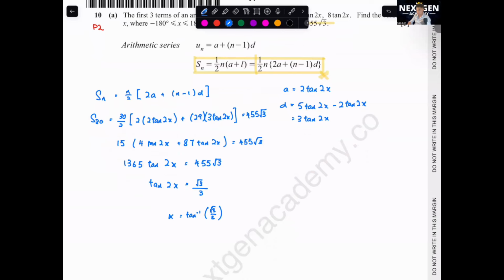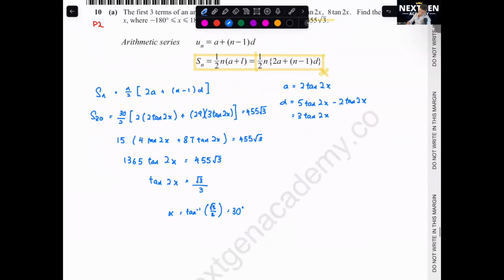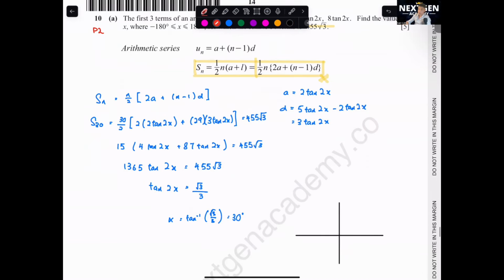Okay, this is in degree mode, so change it to degree mode first. Your alpha will be equal to 30 degrees. Okay, after we have done this, we do our ASTC. Tangent is positive. Okay, and we are also solving for 2x. So x is from negative 180 to 180, so 2x will be from negative 360 to 360 degrees.